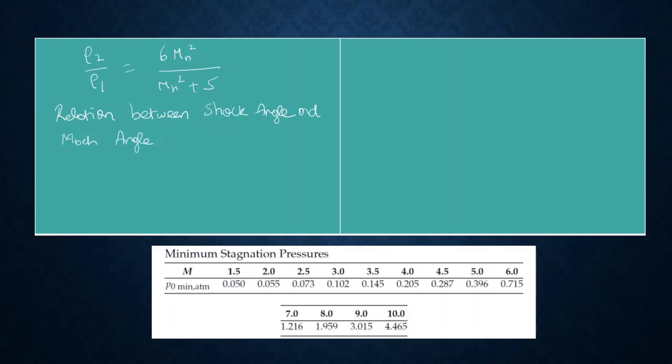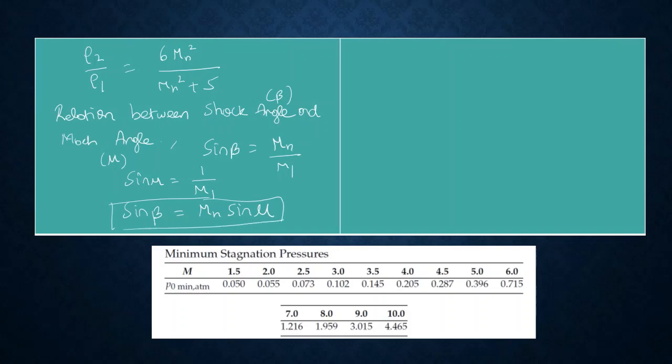So what is your shock angle? Shock angle is beta and Mach angle is mu, right? So for any shock angle, what is your sin beta? Sin beta is Mn by M1, whereas what is your sin mu? Sin mu is 1 by M1. So instead of sin mu, that is 1 by M1, we can write it as sin beta is equal to Mn sin mu. So this is the relation between shock angle and Mach angle, right?